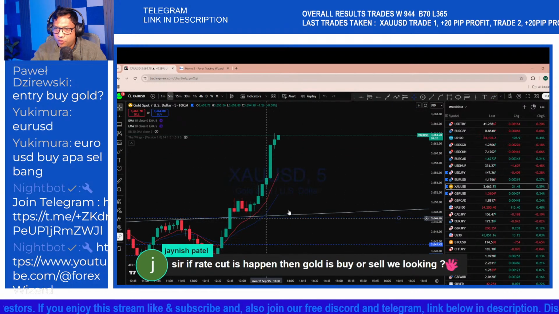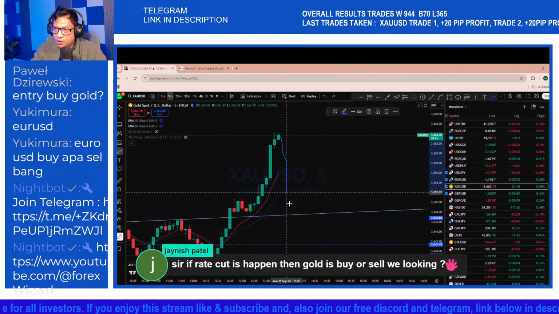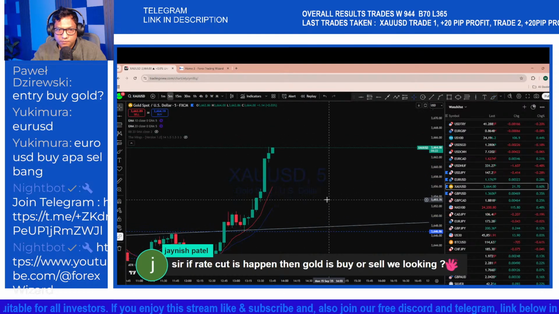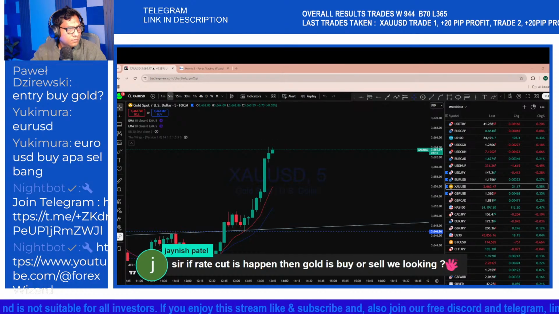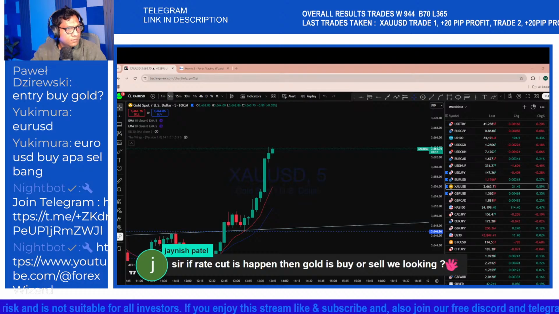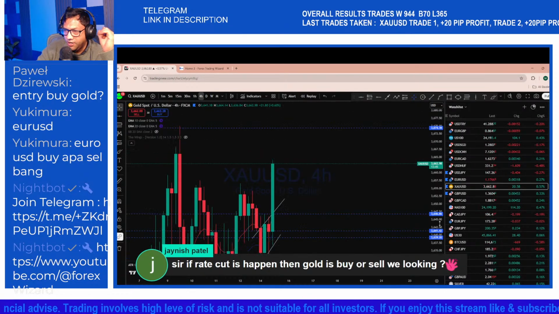From this support, expecting it to break below. Now what we can see is a complete break above in this market.